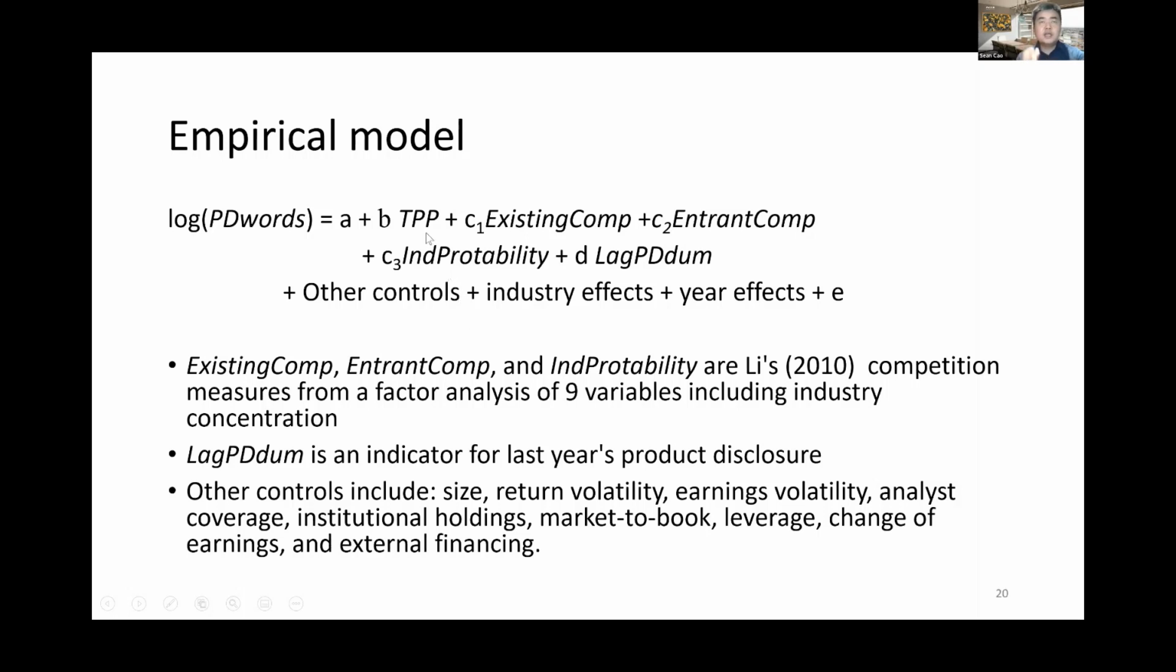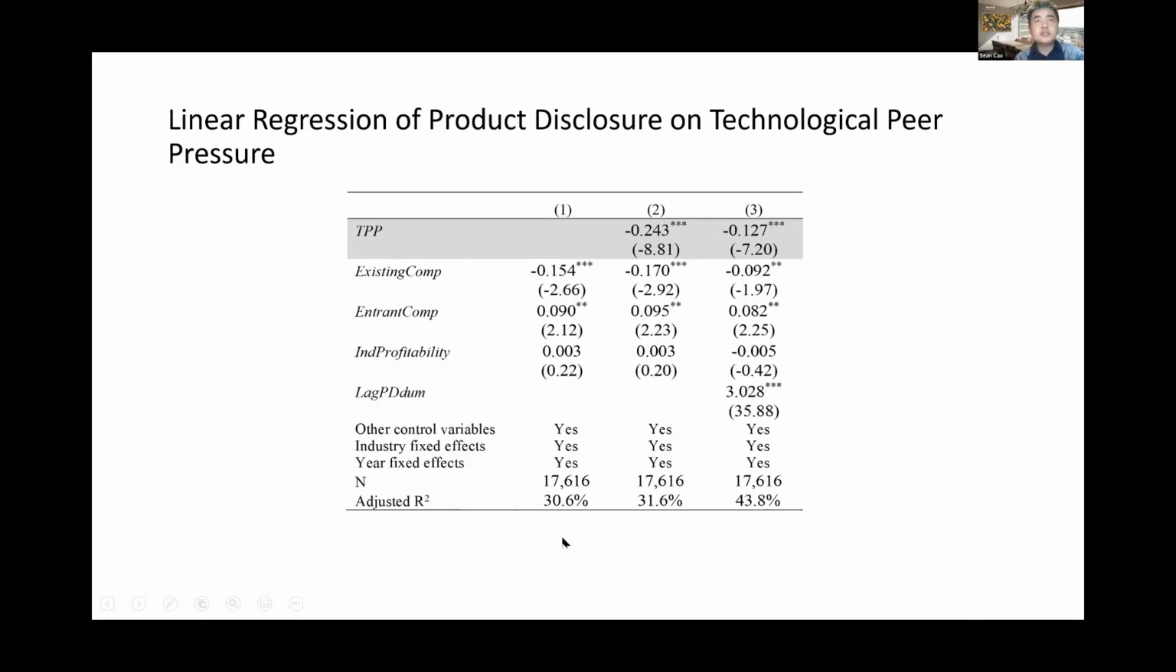We want to see that if the company faces high technological pressure from competitors, they don't disclose future product. But if they have low peer pressure from the technology, they will disclose more information about the future product to make Mercedes happy, to make investors happy. So that's the empirical model we have. We control a lot of stuff. And what you can see here is negative. So after controlling for all other stuff, high peer pressure in terms of technology will lead to less product disclosure. You can see that.